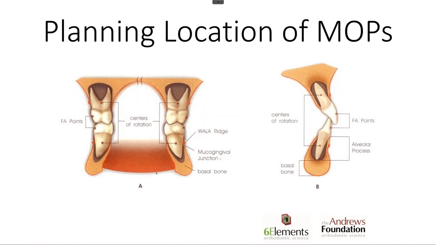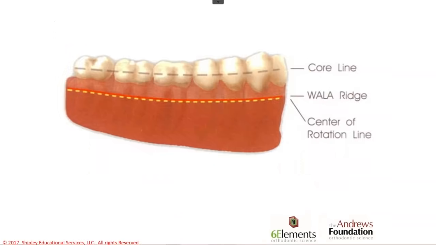I talked about planning of perforations in a previous presentation. I'm going to go through it real quickly here since we're out of time. Again, if we're only placing one MOP, I like to do it right at the mucogingival junction at the center of resistance of the root. If I'm placing 2, I like to place one above the mucogingival junction, one below. If I'm doing a bunch of teeth, this is my typical protocol. If I have a tricky canine, sometimes I'll add a 3rd MOP towards the apex for those teeth.